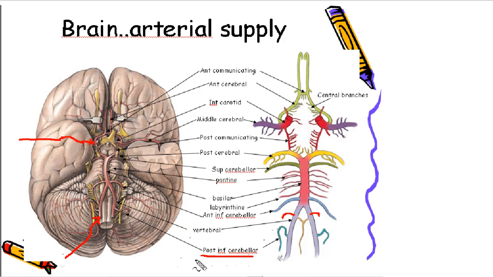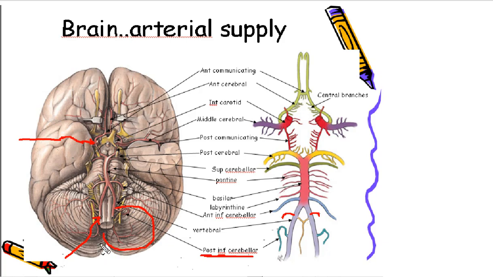supplies the posterior part of the inferior surface of the cerebellum. And here we are looking at the ventral aspect of the brain. So this is the ventral aspect of the brain, and this is the ventral or inferior aspect of the cerebellum. So this posterior inferior cerebellar artery supplies the posterior and inferior part of the cerebellum.